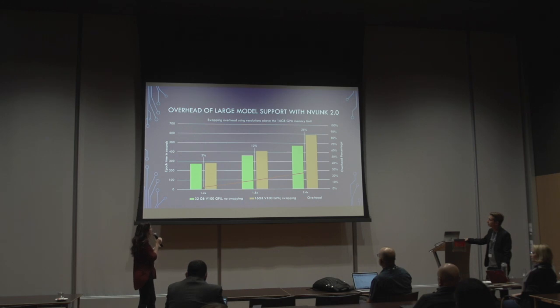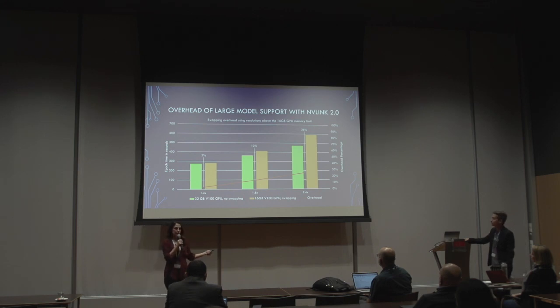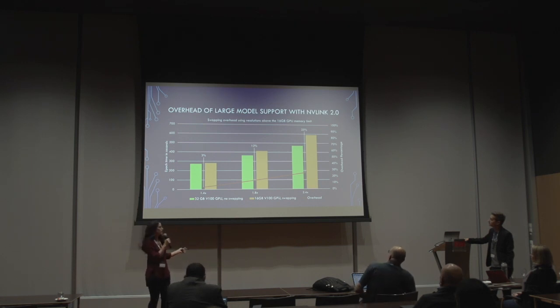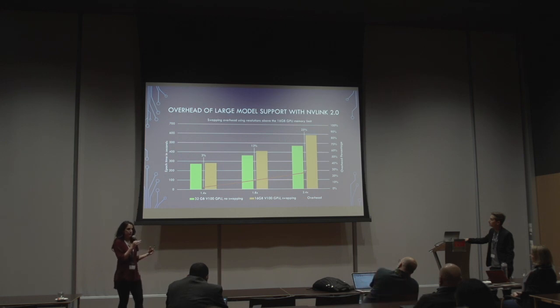And our overhead wasn't really that bad. When we were doing 1.4x the image size, it was about 3% overhead. As you go to bigger and bigger images, you're going to be doing more and more swapping, or bigger swaps. So by the time you get up to 2.4x, your overhead is at about 27 or 28%. It does get more, but consider that you could do an image that wouldn't be possible without large model support.